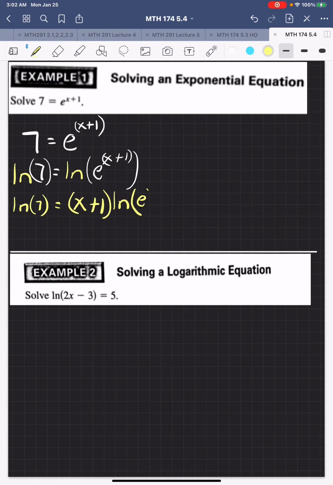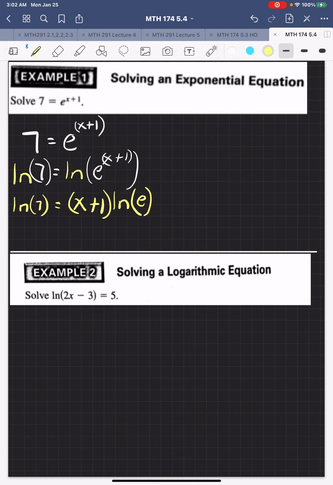You could say e to the power of 1 if you wanted to, but it's just ln of e. So look, ln of e, e to the ln, right? Square root of 9 is 3, 3 squared. Those are just inverses. They cancel. This turns into 1. ln of e is just 1.